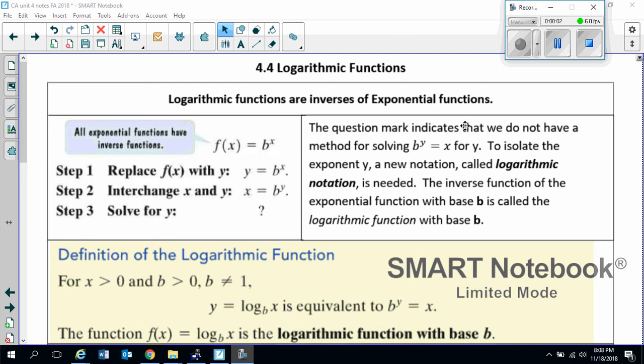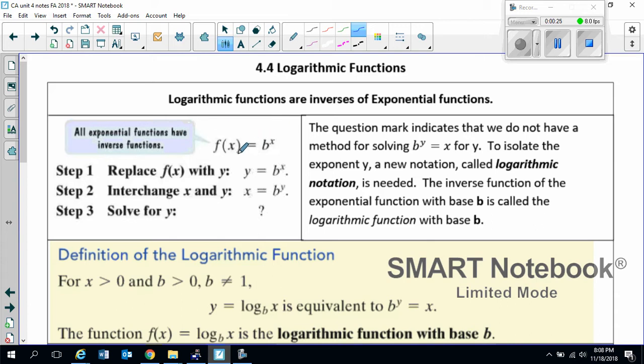All right, so 4.4 logarithm functions. Up to this point, we've discussed exponential functions, and now it's time to talk about logarithm functions. If you remember our inverse functions, that's basically what logarithm functions are. They're just the inverse of exponential functions.